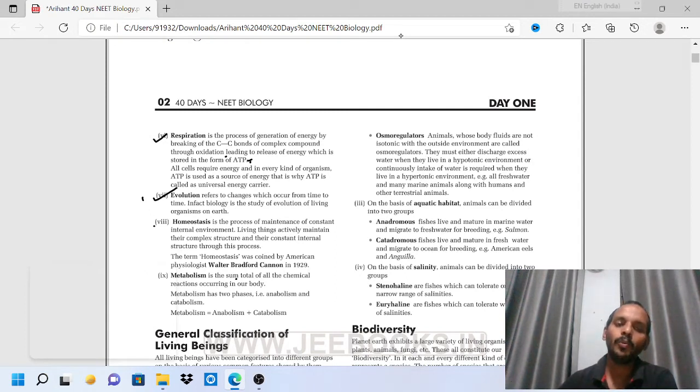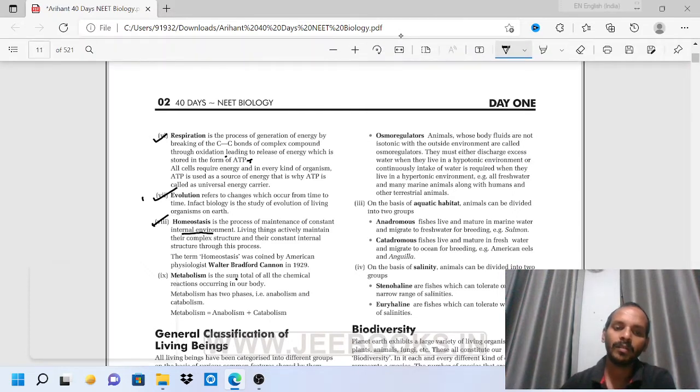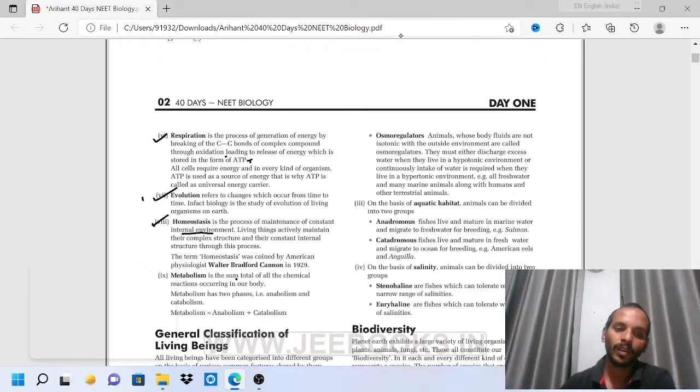Next is homeostasis. Homeostasis means maintaining a constant internal environment. So it is homeostasis. Next is metabolism. Metabolism means the sum total of all chemical reactions occurring in our body. Means anabolism and catabolism. Both together we know as metabolism. Next, osmoregulation, and these are different.